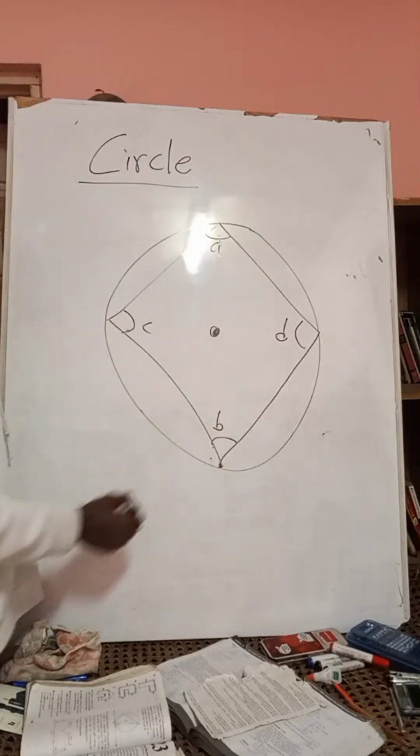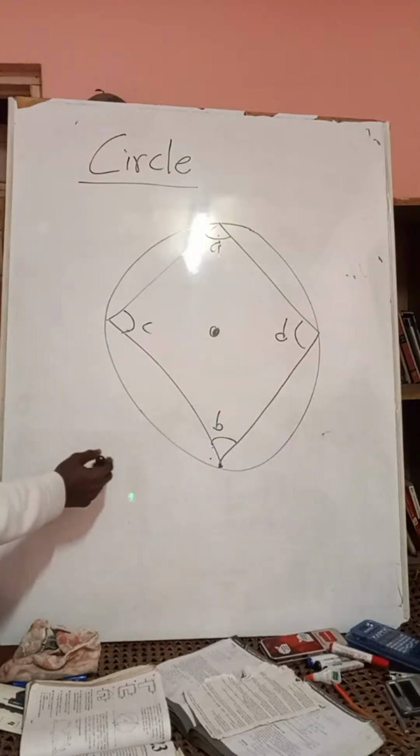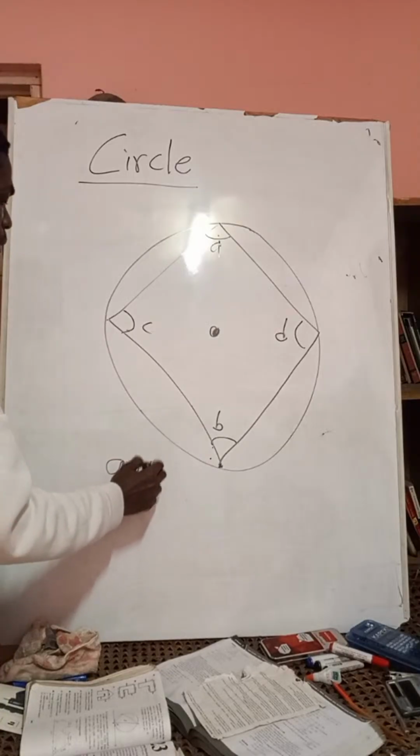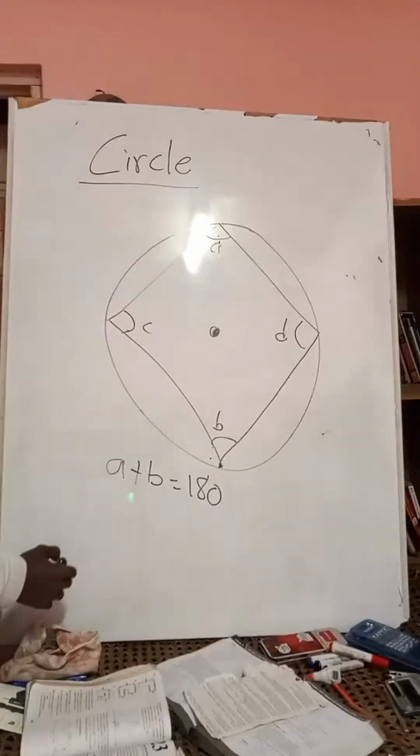A plus B should give us 180. A plus B should give us what? I didn't say it should be the same. I said it should give us what? 180. That's it. So A plus B should give us 180. So if A plus B should give us 180, C plus D should also give us 180.